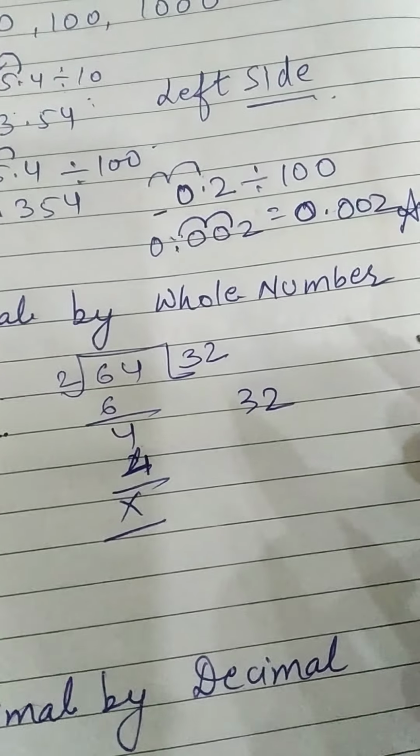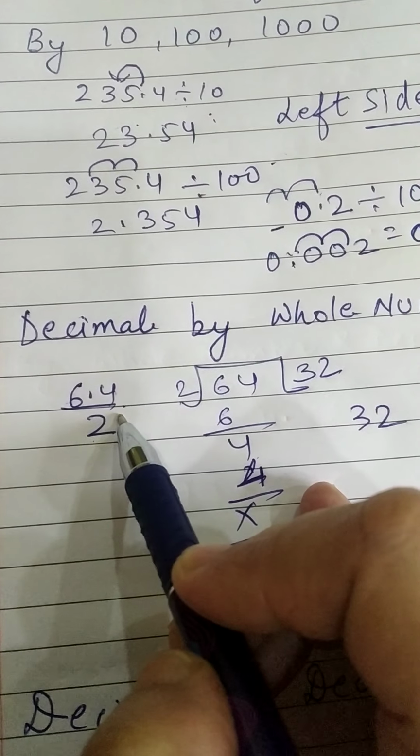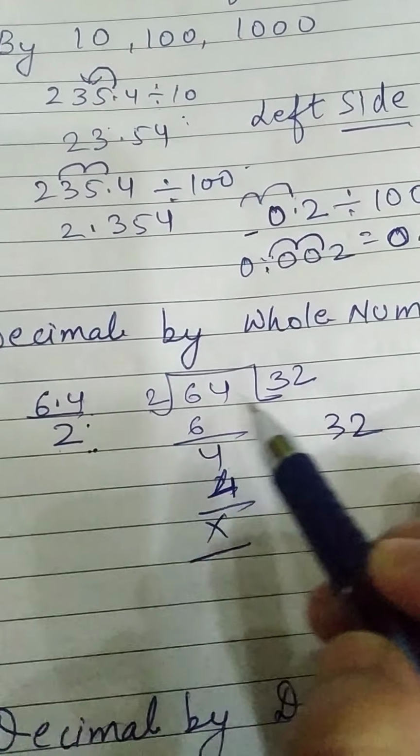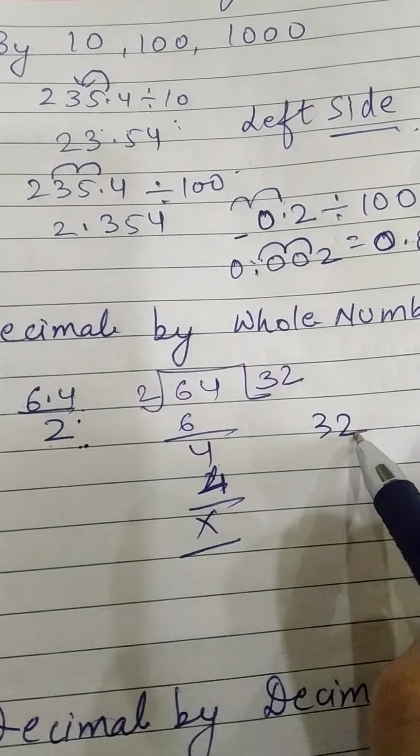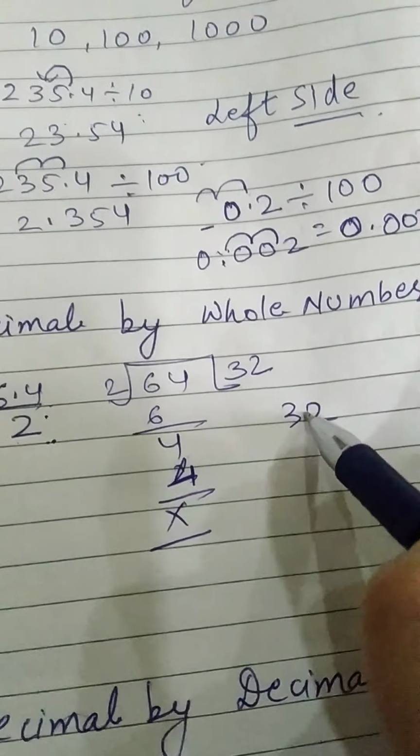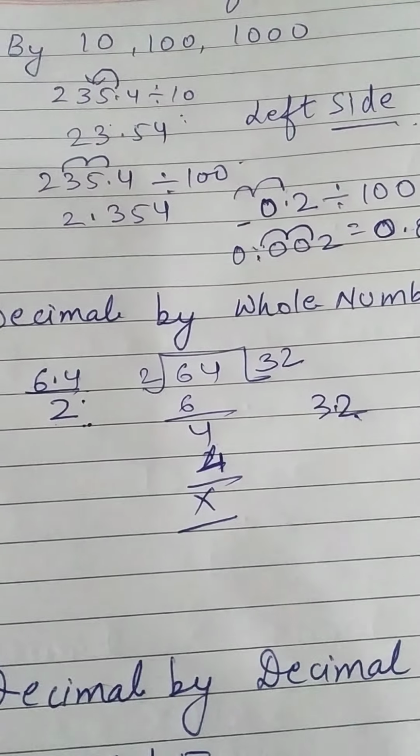When you divide 64 by 2, you will get 32. Now, here after the decimal you have 1 digit. So, in the answer, you will leave the last digit and put the decimal. I hope it's clear to everyone.